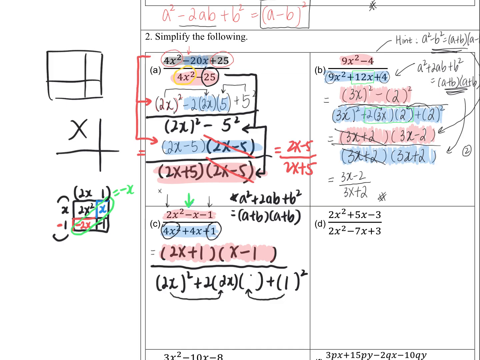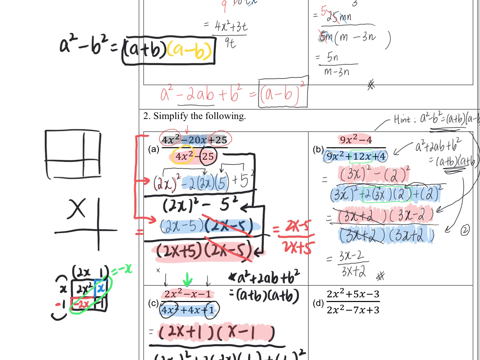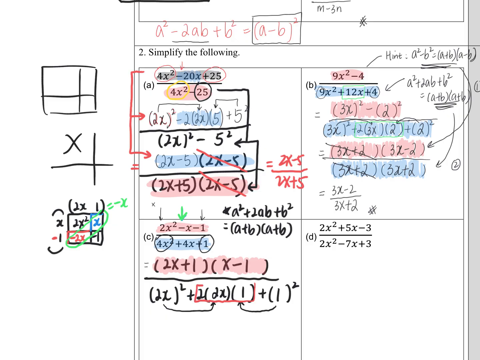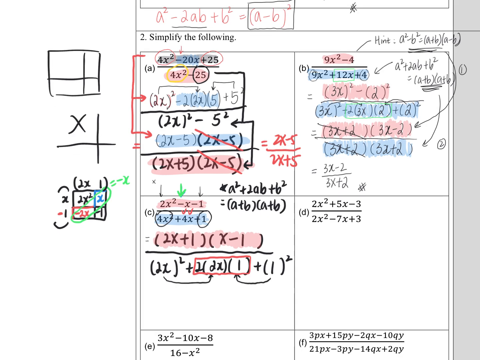Then you check, is the middle term 4x? Yes, correct. That means the factorization is correct for sure. So in the denominator now, I'm going to change it to 2x plus 1, 2x plus 1. So can you see that now they share something in common? So they will always share something in common that you can cancel out. So the final answer is just x minus 1 over 2x plus 1.